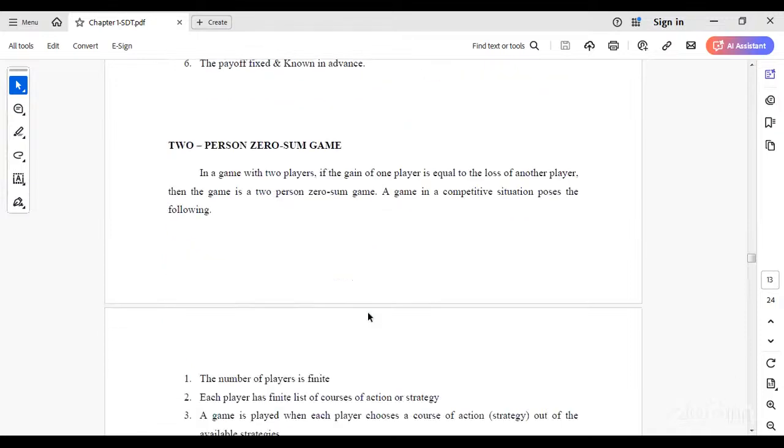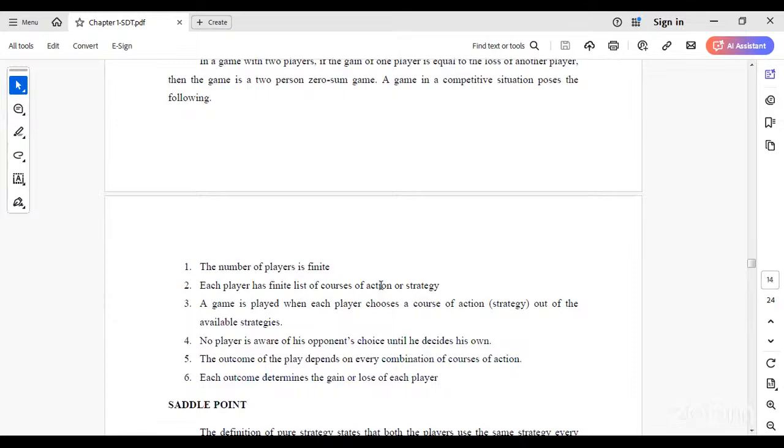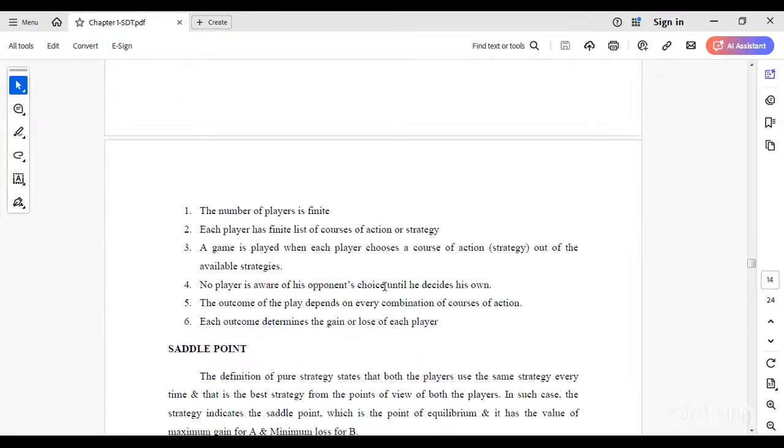Two-person zero-sum game. In a game with two players, if the gain of one player is equal to the loss of another player, then the game is a two-person zero-sum game. A game in a competitive situation possesses the following. The number of players is finite. Each player has a finite list of courses of action or strategies.